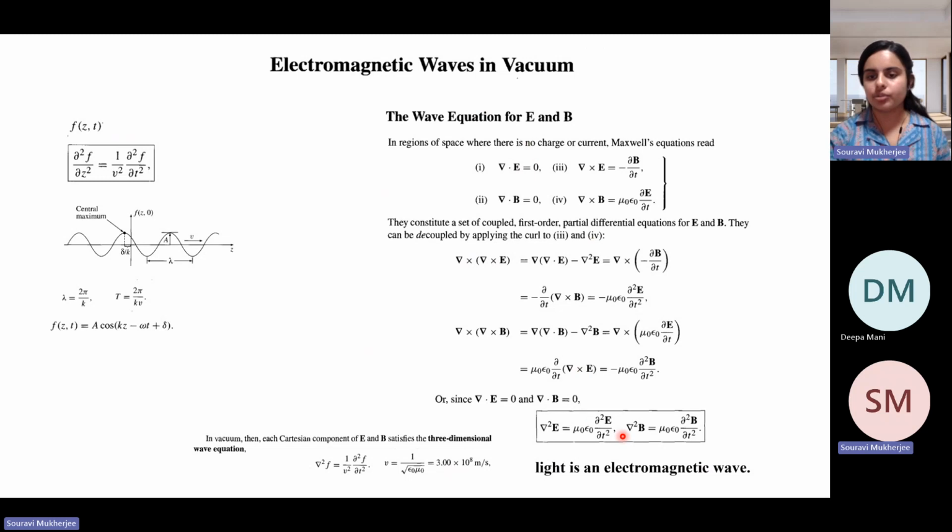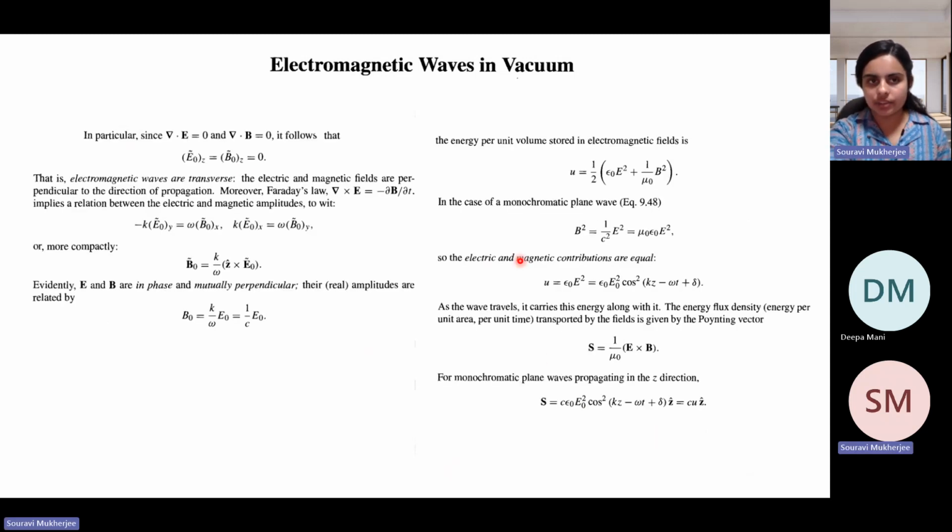Okay. So now this tells us that in free space, this is the wave equation for electric field and magnetic field. So if you have some electromagnetic wave moving, this will be how your electric field and magnetic field will behave. Okay. So if you have that relation, what this tells us in particular is that, see, divergence of E and divergence of B is 0. This tells us about a boundary condition that the z component, z is the direction of propagation of your wave, and it's 0. So electromagnetic waves are transverse. So this is a very important observation.